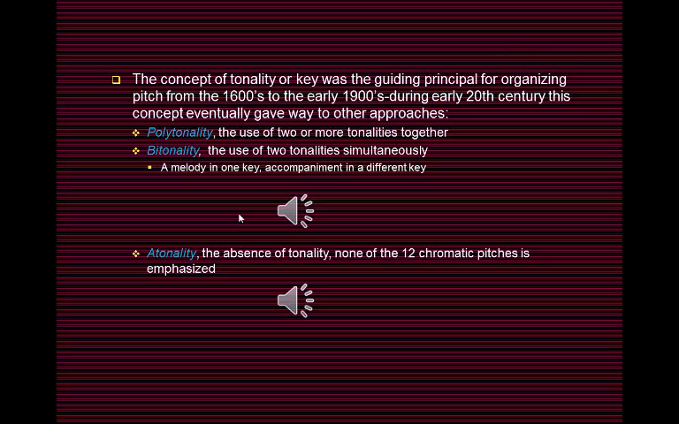Eventually, some composers abandoned tonality altogether. We use the term atonality to describe an absence of tonal reference. There is no key. Our ears are never able to really find home base. Here is an example.